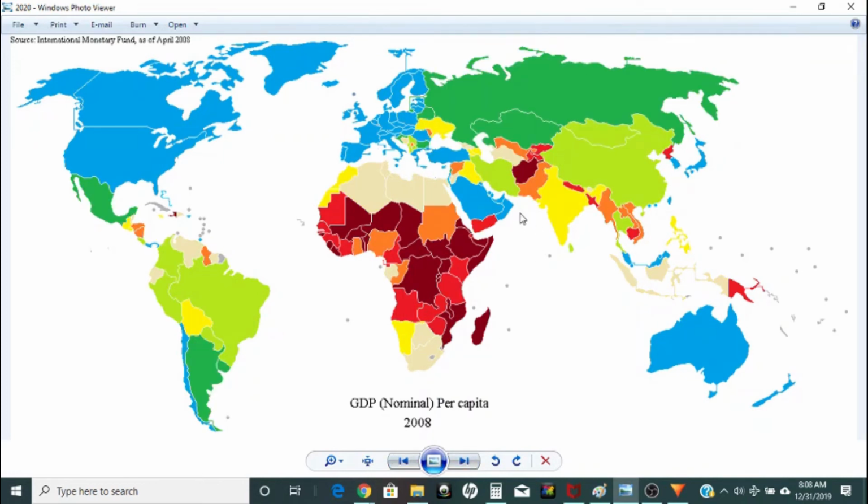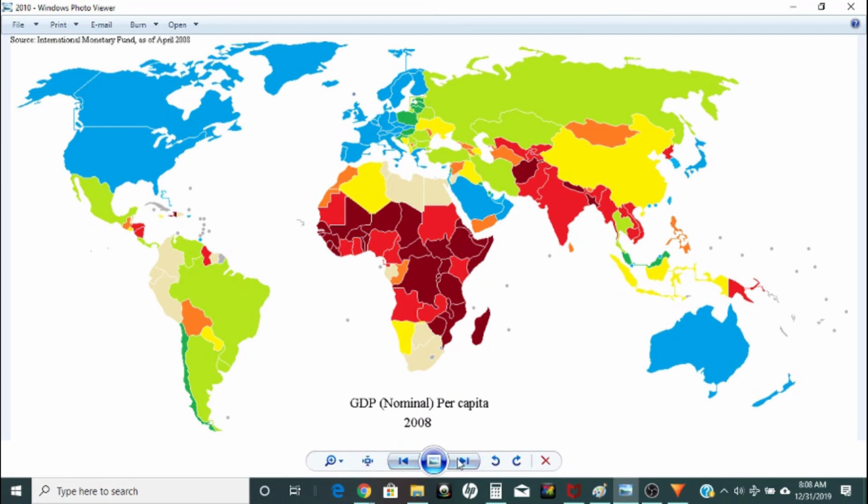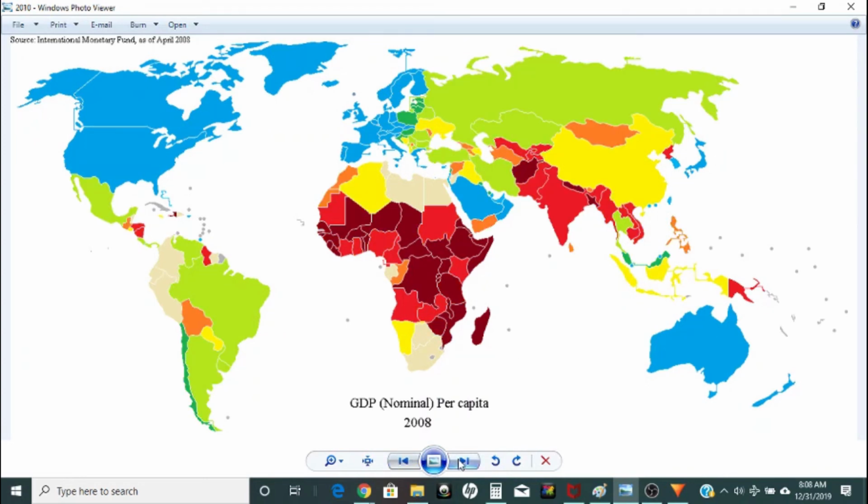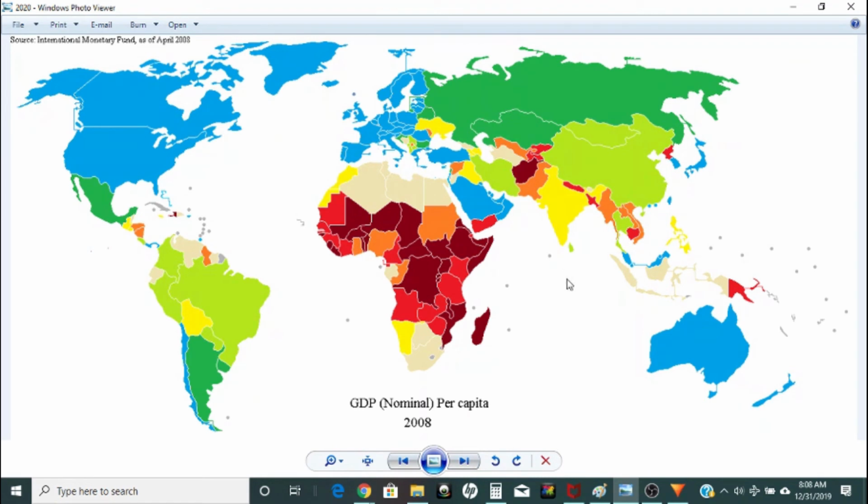Pakistan's also grown a similar amount, and India has had the best performance of any large country, growing, I think, one of the most over the past decade. Sri Lanka and Bhutan have grown a little bit more, but they're small countries.